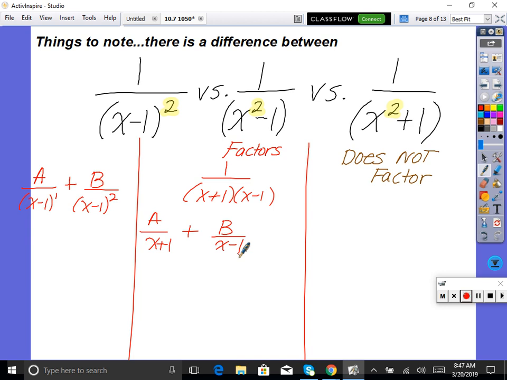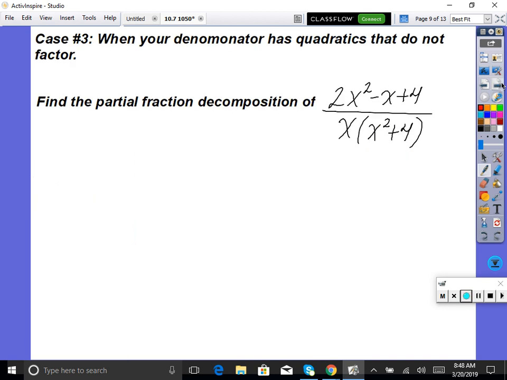Now this is different. 1 over x squared plus 1, this is a quadratic that does not factor. You have to write this one differently. That's case number 3. So case number 3 is what we're learning now, how we would write this one. It's not the same as this, because that's not a multiplicity of 2, is it? It's just a quadratic. Okay, so here's case number 3.